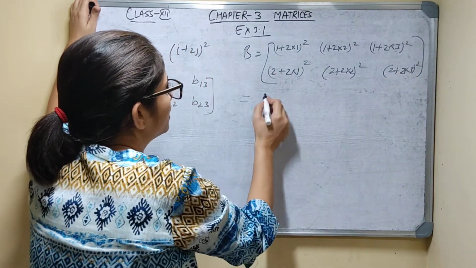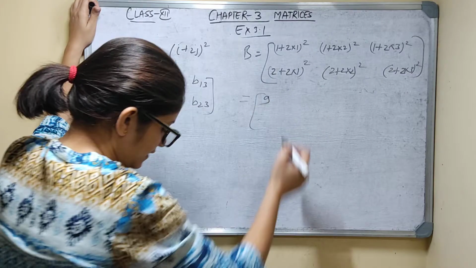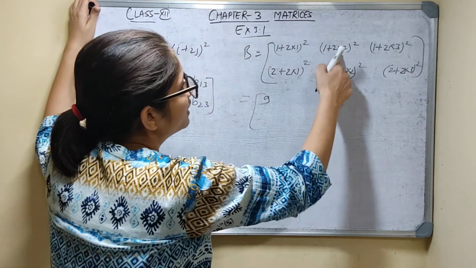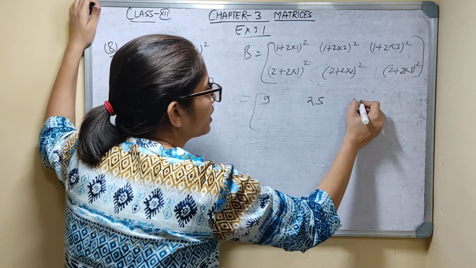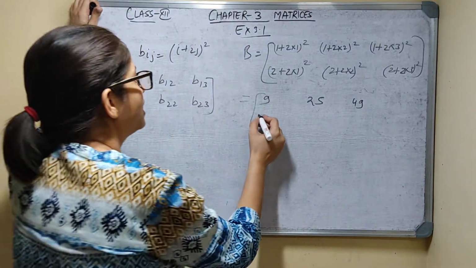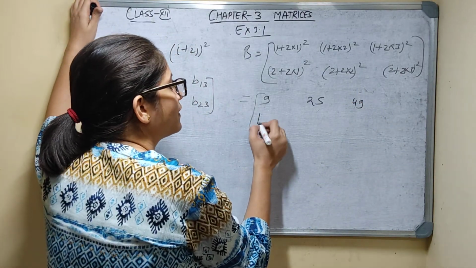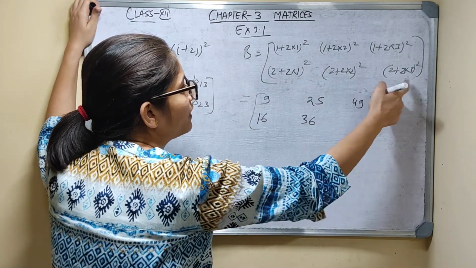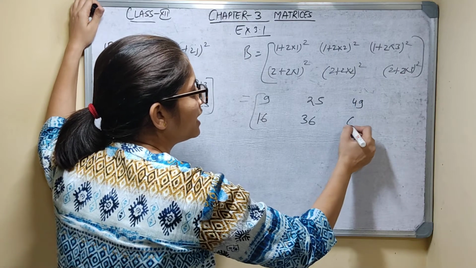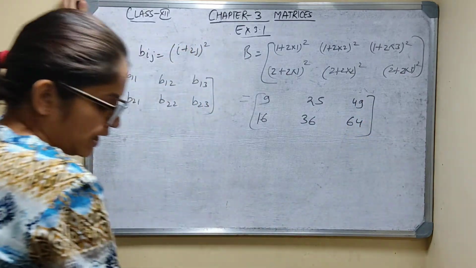So you will get 1 plus 2, 3 whole square, that is 9. 1 plus 4, 5 whole square, that is 25. 1 plus 6, 7 square, that is 49. Here you will get 2 plus 2, 4, 4 whole square, that is 16. 2 plus 4, 6 square is 36. 2 plus 6, 8 square is 64. Like this you can solve.